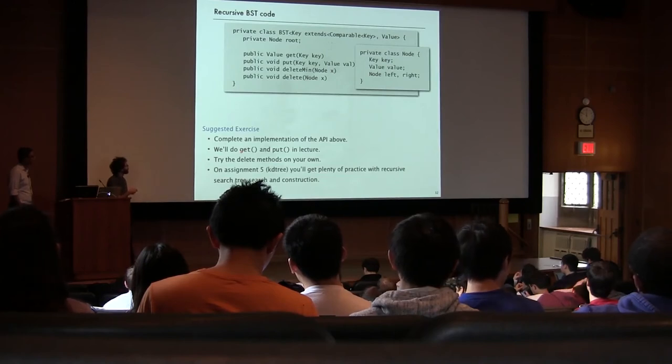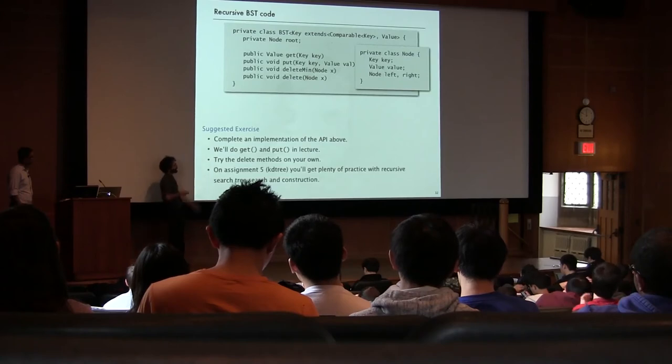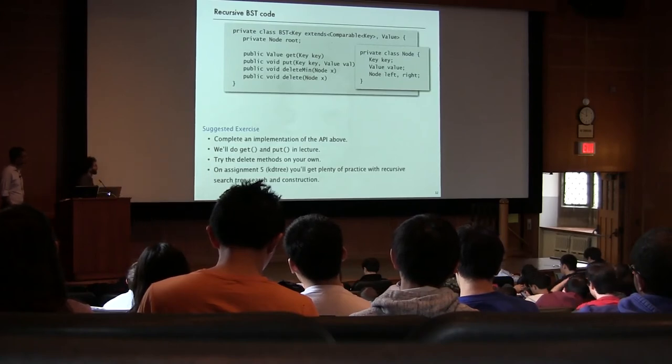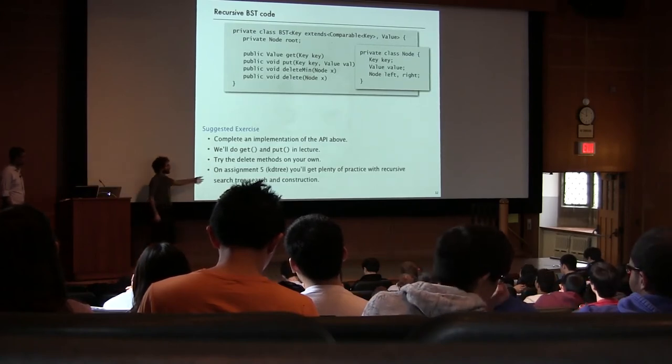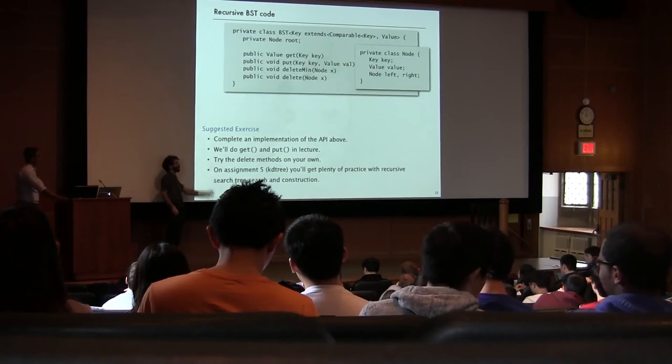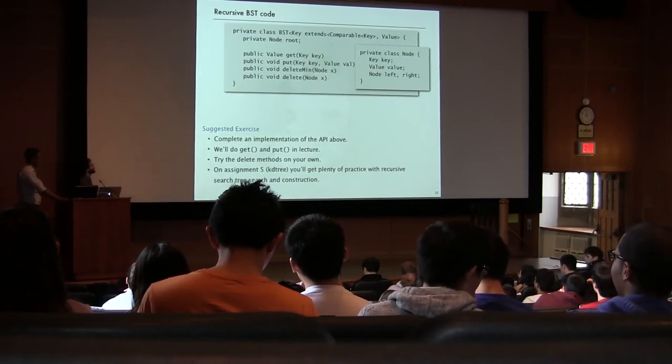So we're going to do these two together today, get and put, and try the delete methods. They're tricky on your own. And then in assignment 5, you'll get a lot of feeling for this stuff, but you won't get to do any deleting. So if you ever want to write delete code for a recursive tree structure, this is your chance. So let's start. Let's talk about what these methods will look like.